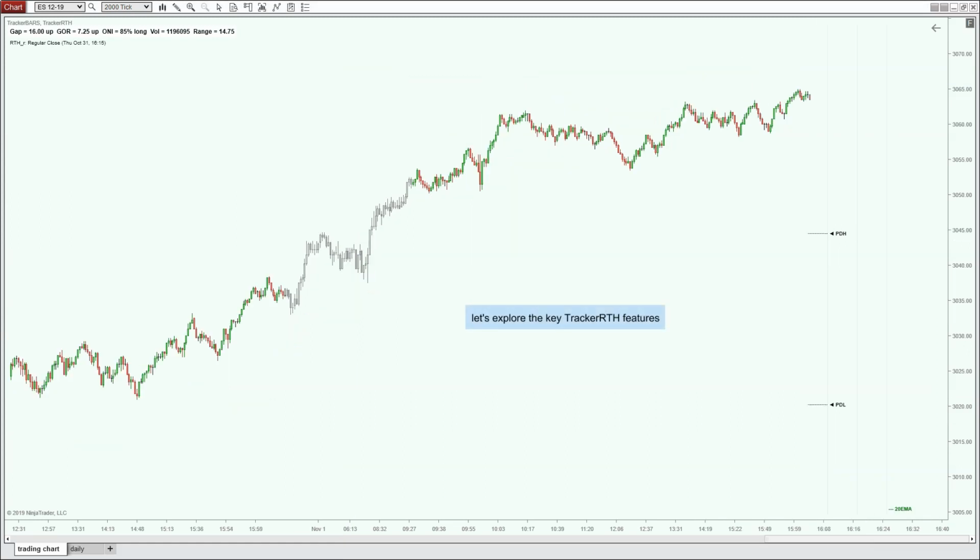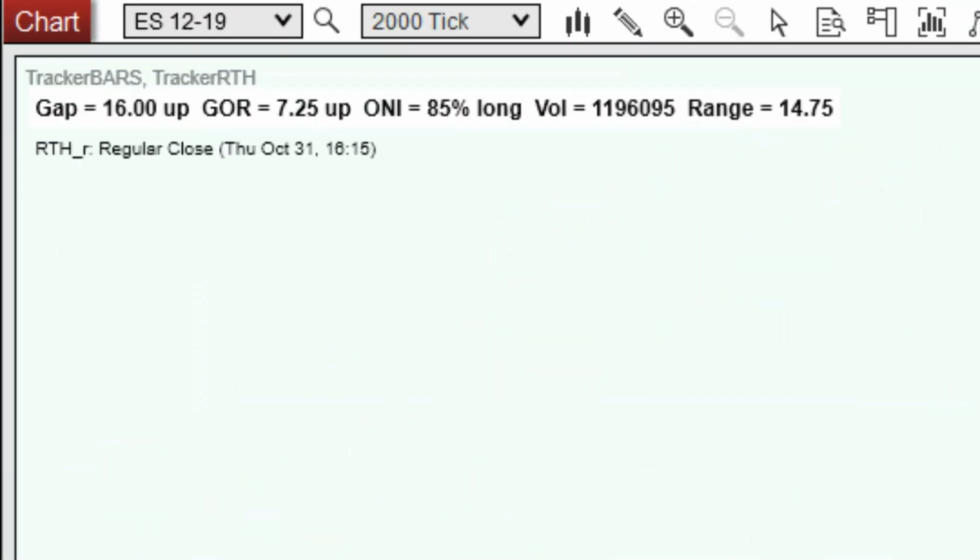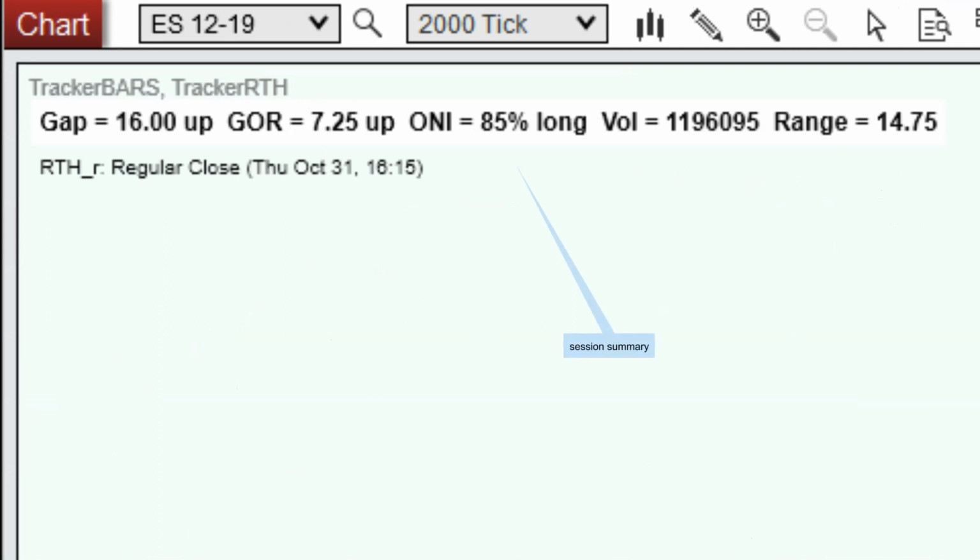Now let's unpack each of the TrackerRTH features. First, in the upper left-hand corner you see a session summary. At the start of the overnight session, the tracker starts tracking information to use for the next RTH session. This includes the size and direction of any gap on close or gap on range, the status of the overnight inventory, and the session volume and range.